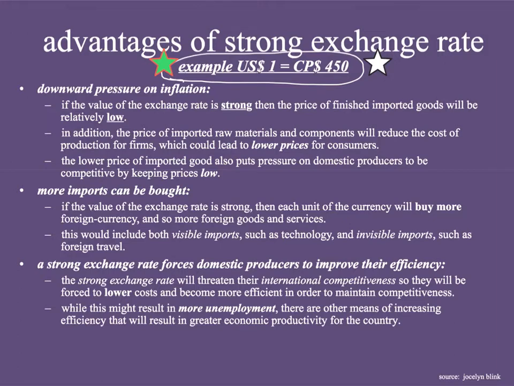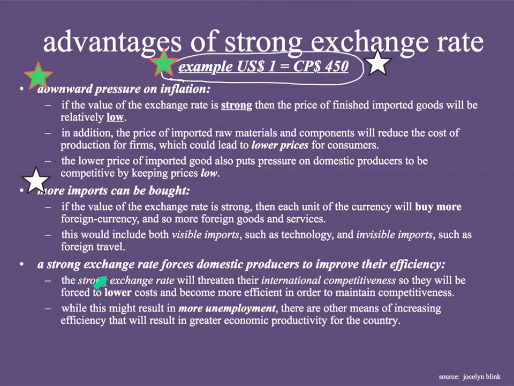Reason number two is more imports can be purchased. This seems fairly logical. If the exchange rate is strong, then the unit of currency will buy more foreign currency and so more foreign goods and services. This would include both visible imports, such as technology, and invisible imports, like foreign travel. If you're a Chileno and you had an exchange rate of 710 to 1, and then all of a sudden it got stronger against the dollar, and you only needed 450 pesos, then your vacation in the United States would become a lot cheaper, as would the ability to buy an Apple computer, an iPad, or anything. So imports are obviously much cheaper when the exchange rate is strong.